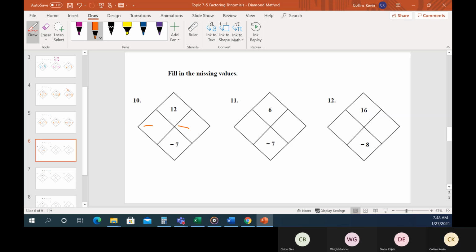So what we're thinking here is both our guys are going to be minuses. Okay? And again, we want two numbers that multiply together and give us positive 12, but then add together and give us minus 7. So what's our possibilities here?